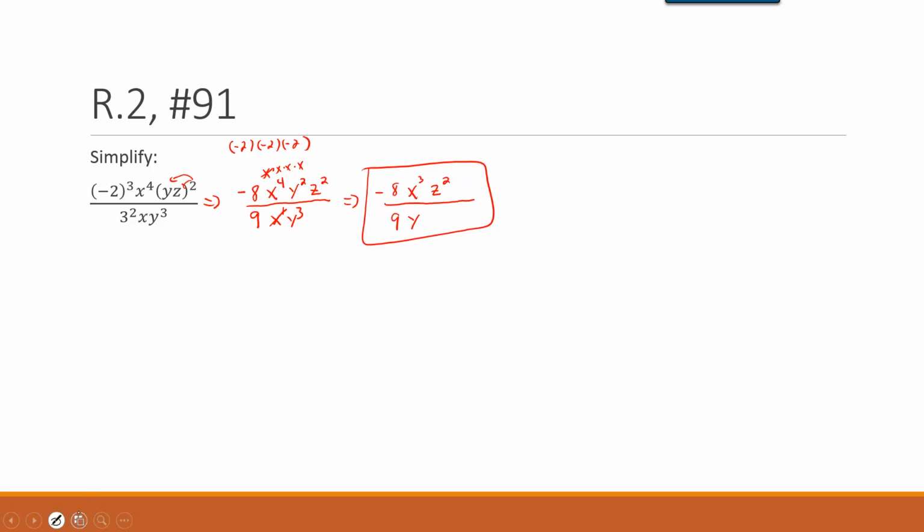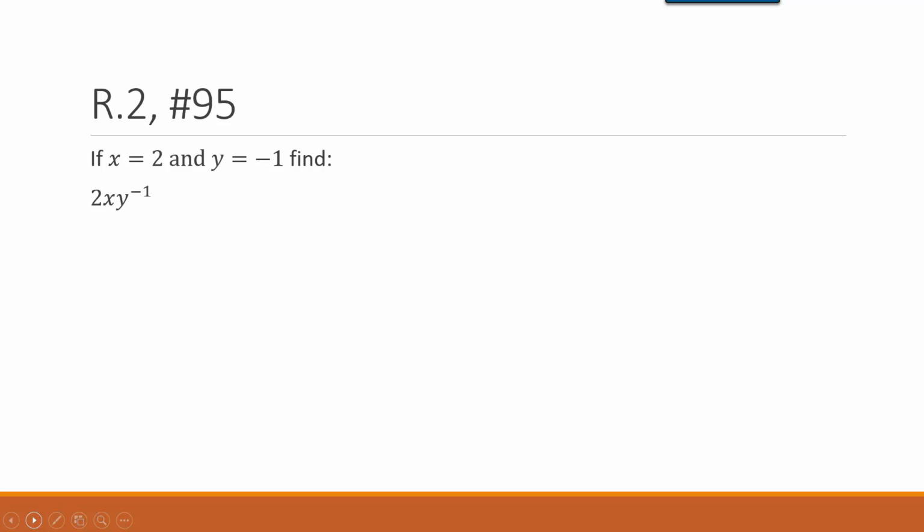Okay, and the final problem, number 95. It says if x equals 2 and y equals -1, find 2 times x times y to the negative first. Well, first of all, let's rewrite that to where y has a positive exponent. To make a base that has a negative exponent positive, then we move it. Right now, the y is in my numerator. So if I want to make this into a y to the positive first power, then I take the y and move it to my denominator, and that's understood to be to the first power. So when I move that base, it changes the sign of my exponent.